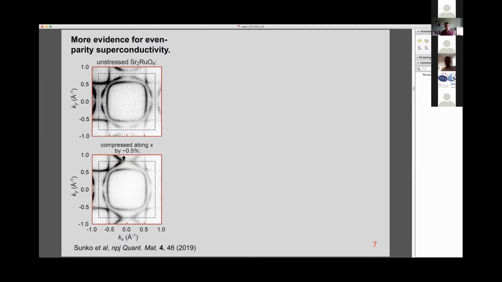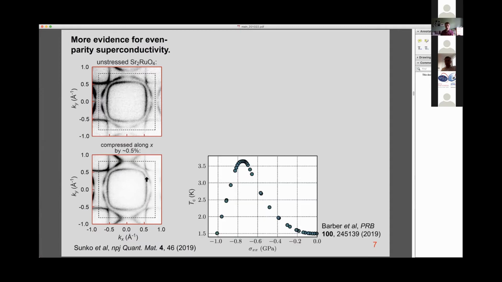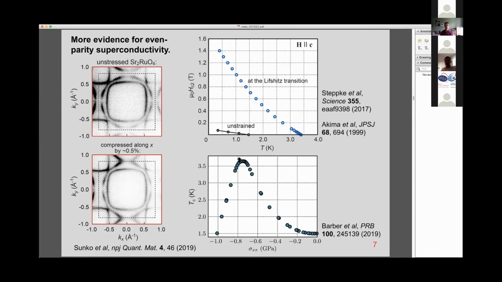And what one sees is that the Fermi surface goes through a Lifshitz transition right at this point. The gamma sheet transitions from a closed to an open geometry. As it does so, Tc passes through a very pronounced peak. Tc more than doubles to about 3.5 Kelvin. Here it seems a little bit higher. The upper critical field at this peak is very strongly enhanced.